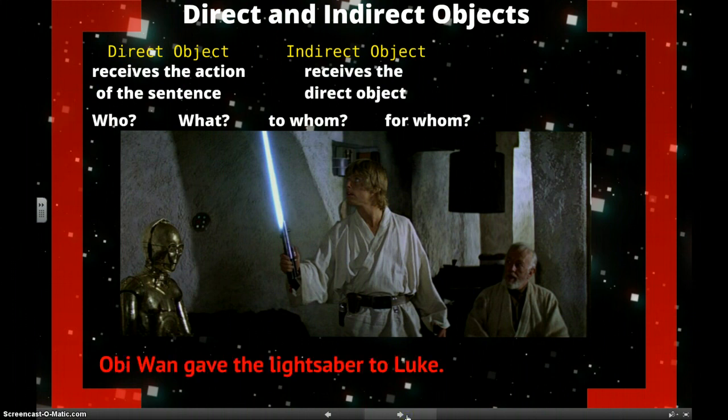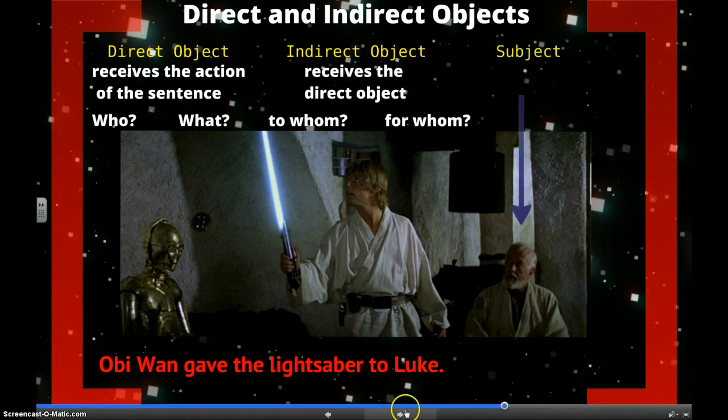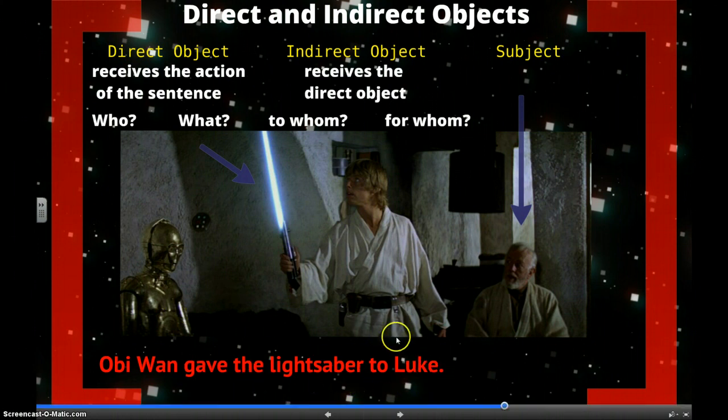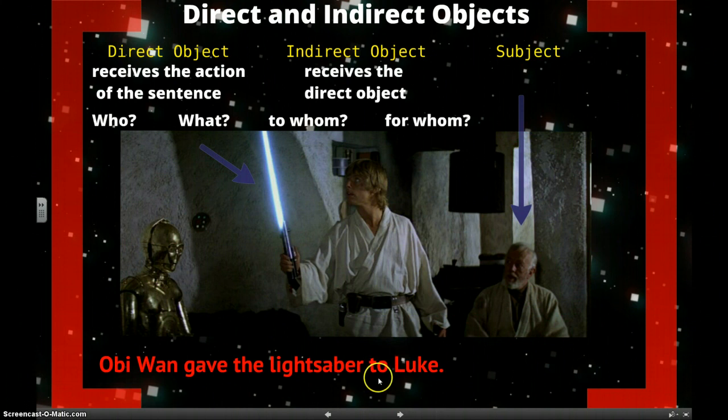So first sentence, this is going to exemplify a direct object. Obi-Wan gave the lightsaber to Luke. So Obi-Wan is our subject. Gave is our verb, and what did he give? He gave the lightsaber. So that's our direct object. Obi-Wan gave the lightsaber. Now, if we rephrase this, we can put an indirect object in it. Even though we have Obi-Wan gave the lightsaber to Luke, Luke is not an indirect object because it has the word to in it.